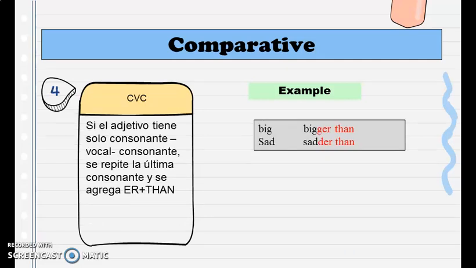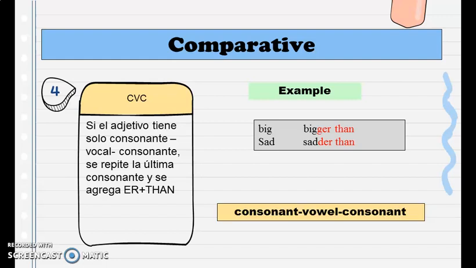The fourth rule, CVC. If you have a very short adjective and that adjective only has consonant, vowel, and consonant, you are supposed to duplicate, to repeat the last letter and add ER+Than. Example: big, bigger than. Sad, sadder than. Only with adjectives that have consonant, vowel, and consonant.